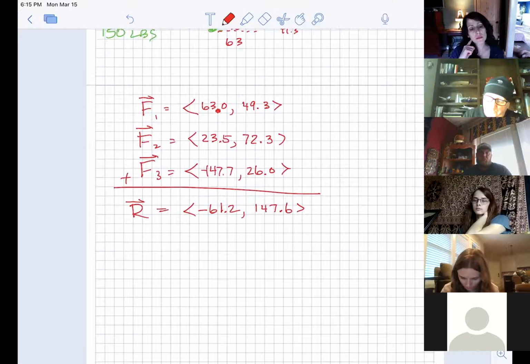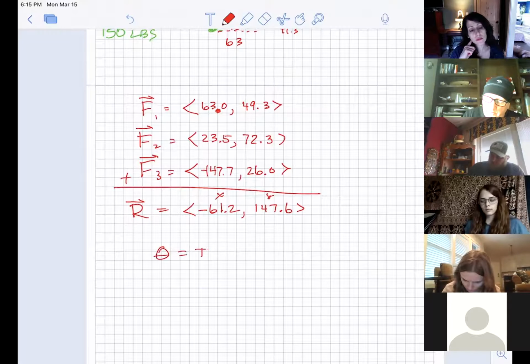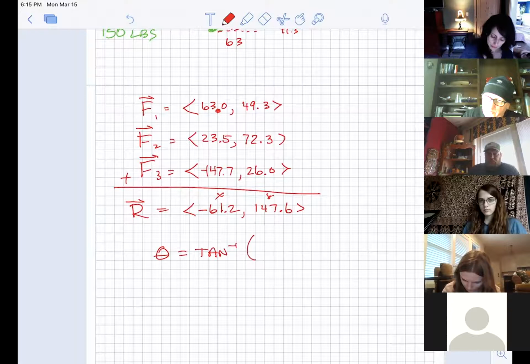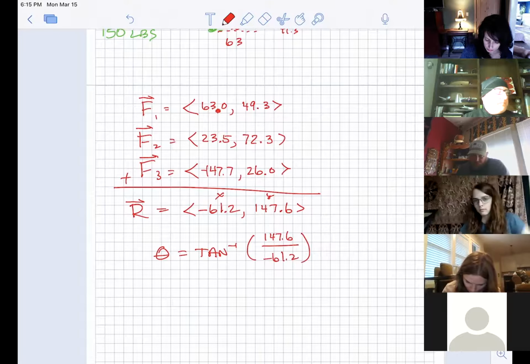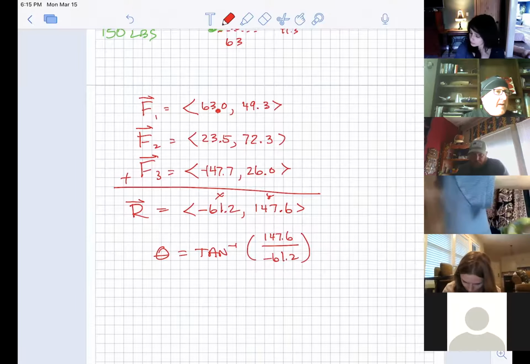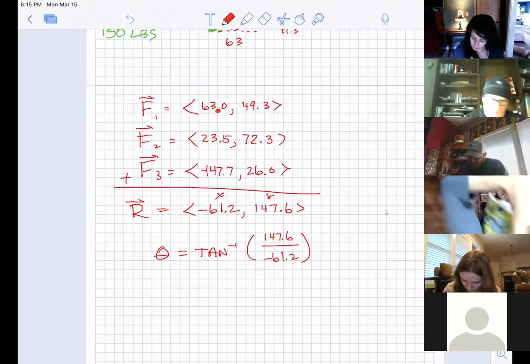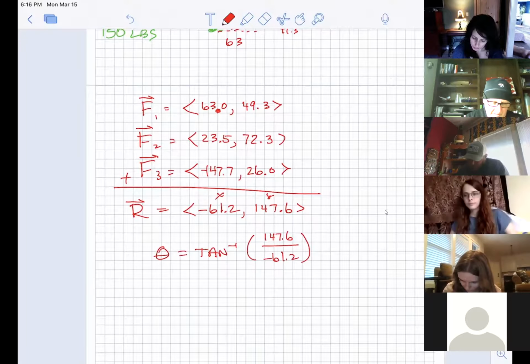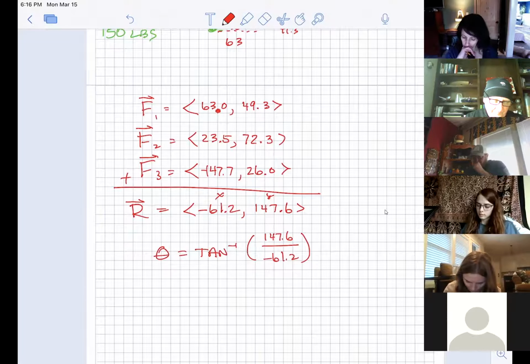So since this is the X and this is the Y, the formula sheet I just showed you a minute ago said, if we take the inverse tangent of y over x, 147.6 over negative 61.2, I'll get that angle. I'm going back to AutoCAD really quickly here. What angle did we get for this resultant? It was 113 degrees. I have a bad memory. So when I take this inverse tangent problem, I should get, keeping all the negatives in it, negative 61.2. Uh-oh, I got theta equals negative 67.5.